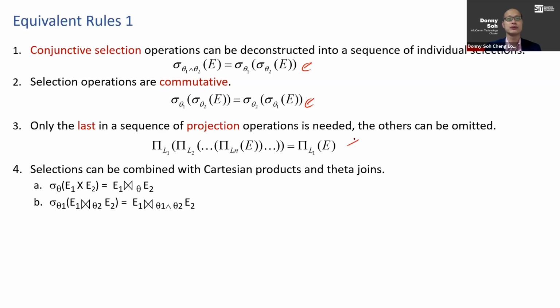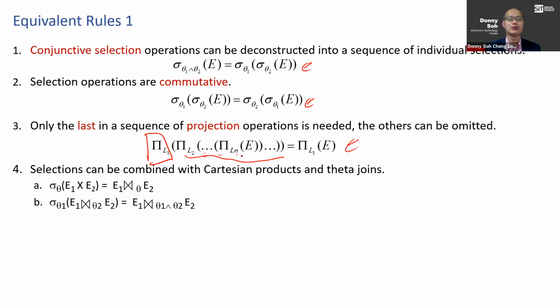Let's look at the third one. It says that only the last projection in the entire sequence is required. The rest is not important at all. Of course there's a condition, which is that the last one must be a subset of those in the middle. So it makes sense.